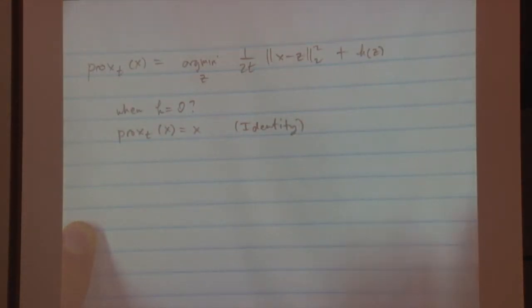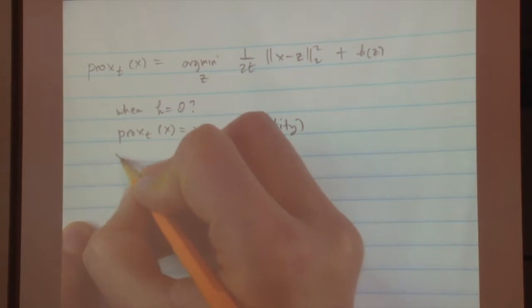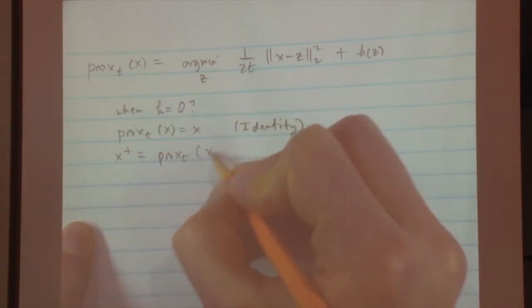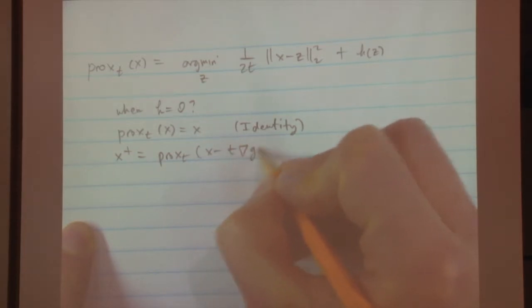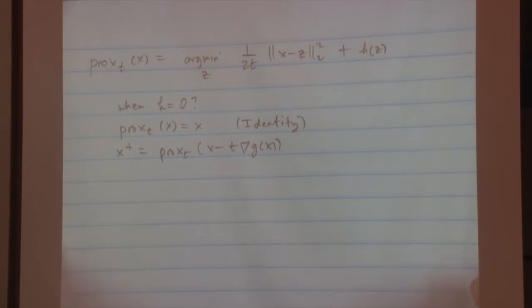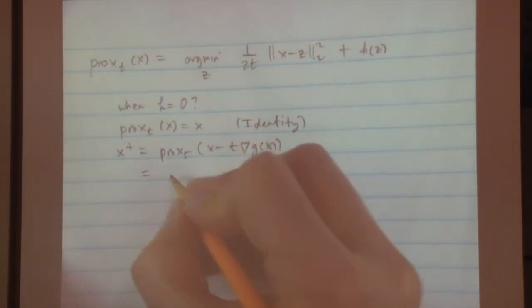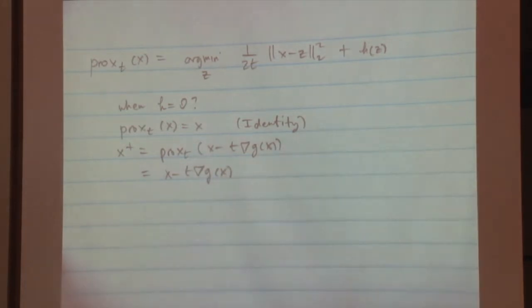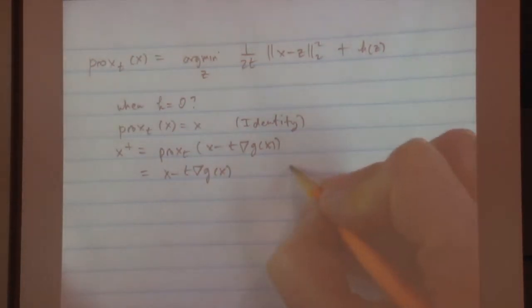So what are the proximal gradient descent steps? Remember, x plus is equal to the prox of x minus t times the gradient of g. But this is just the same thing as x minus t grad g, which is just gradient descent on g.